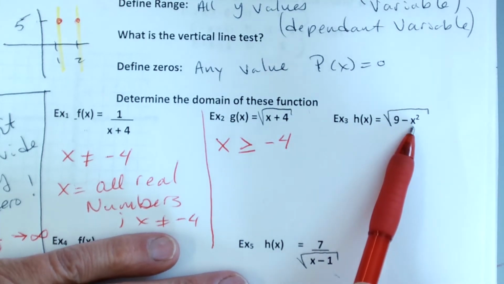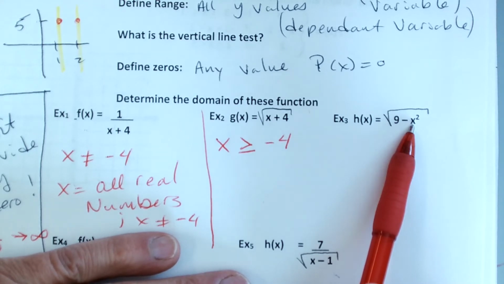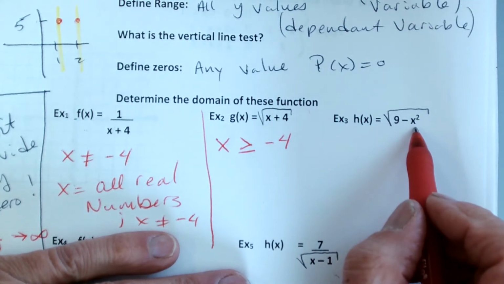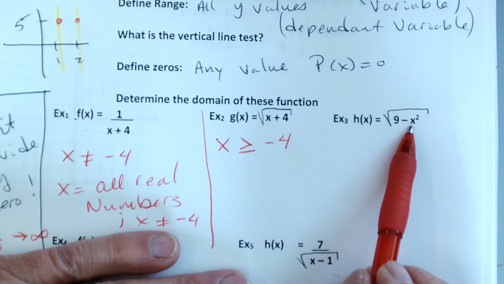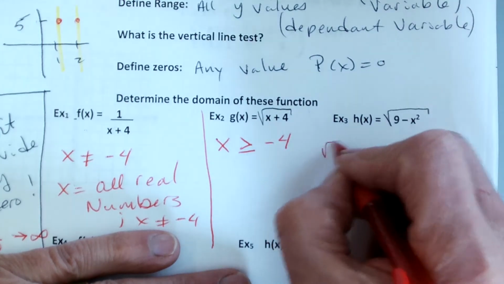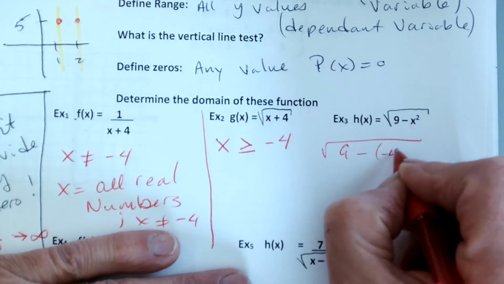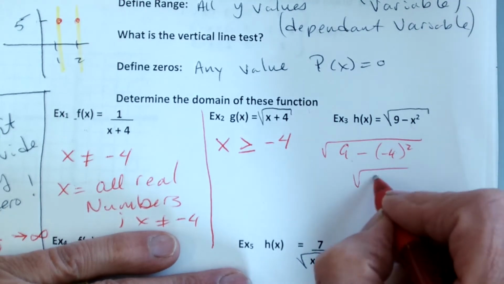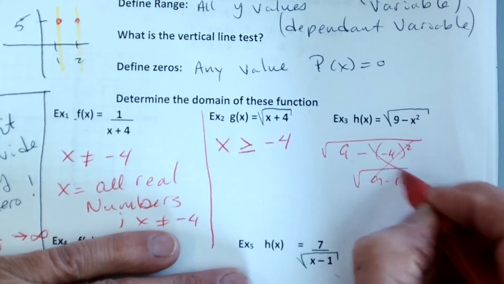Well, can x be 3? Yeah. Can x be 4? No, x cannot be 4. X can't be 4 because if x is 4, you'd have 9 minus 16, and you have a square root of a negative number, okay? Can x be negative 3? Can x be negative 4? Think about it. If x is negative 4, you have the square root of 9 minus a negative 4 squared, right? 9 minus a positive 16. Ooh, that's bad, right?